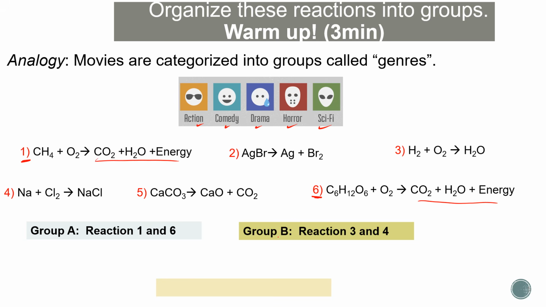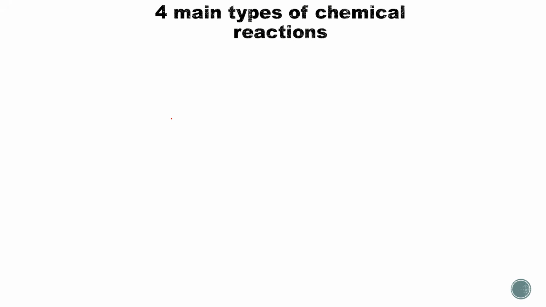Also, group B, reactions 3 and 4. So 3 and 4, they look similar as well. You have 2 reactants, 1 product, 2 reactants, 1 product. And finally, reaction 2 and 5, they also look similar because they have 1 reactant and more than 1 product. So basically, we will learn how to classify the types of chemical reactions, okay? So in chemistry in general, we have 4 types in general, okay?